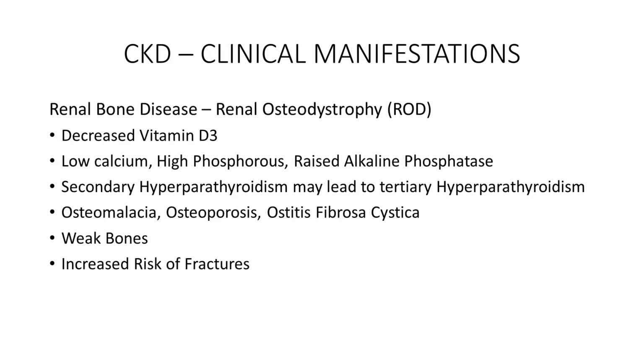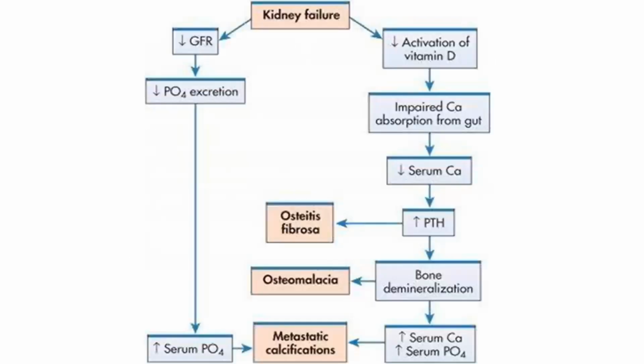Now, renal bone disease, which is called renal osteodystrophy, is basically because of decreased activation of vitamin D to vitamin D3, resulting in low calcium, high phosphorus, and raised alkaline phosphatase, mainly because of secondary hyperparathyroidism, which may lead to tertiary hyperparathyroidism. And the lesions are called osteomalacia, osteoporosis, and osteitis fibrosa cystica, resulting in weak bones and increased risk of fractures. Now we will be discussing the pathophysiology of renal osteodystrophy.